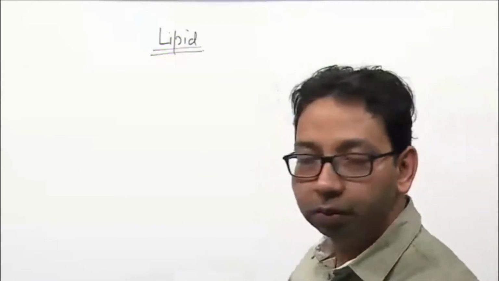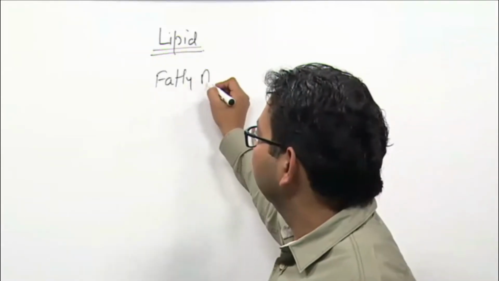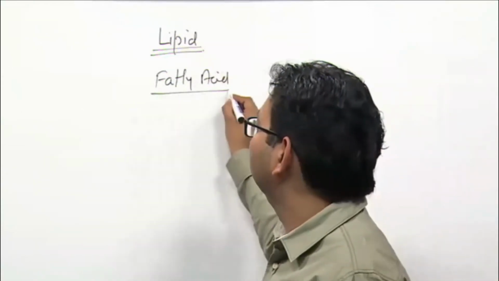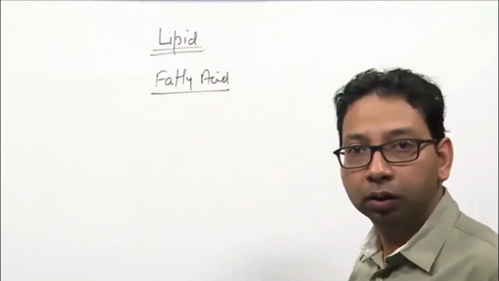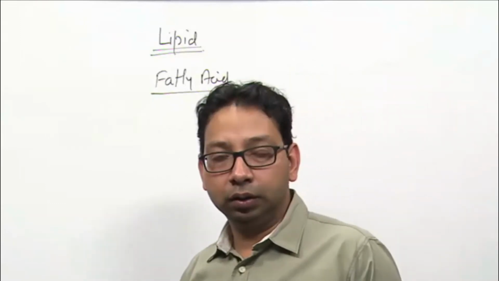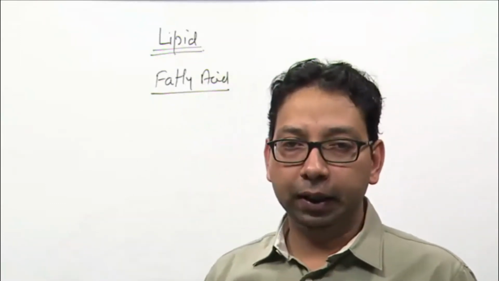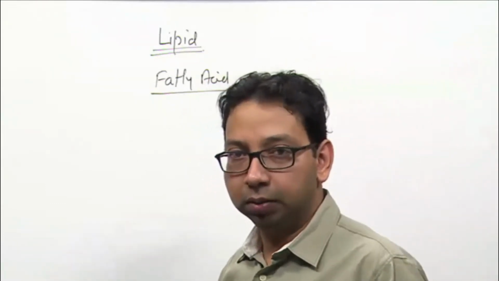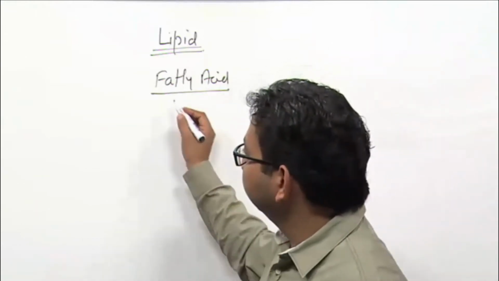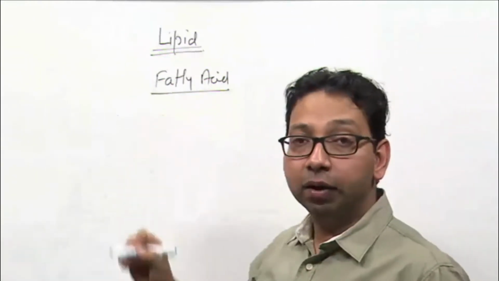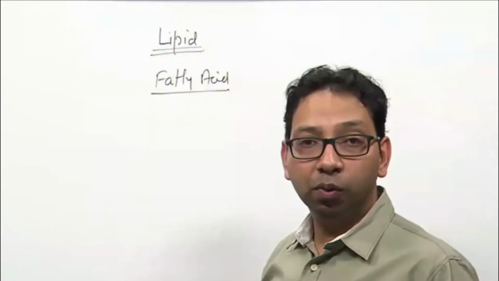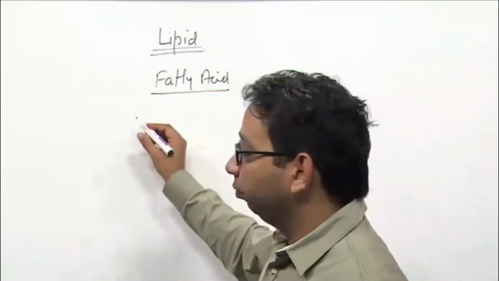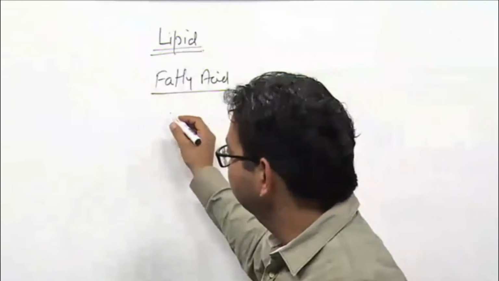First of all, you must know the basic chemistry part. Definition: fatty acids are long chain aliphatic carboxylic acids. No one is going to ask, but you must have an idea. Fatty acids have a carboxylic acid group, COOH. We understand by example.